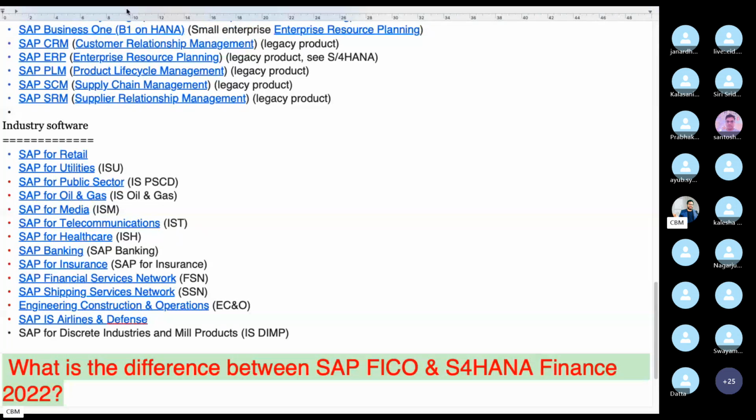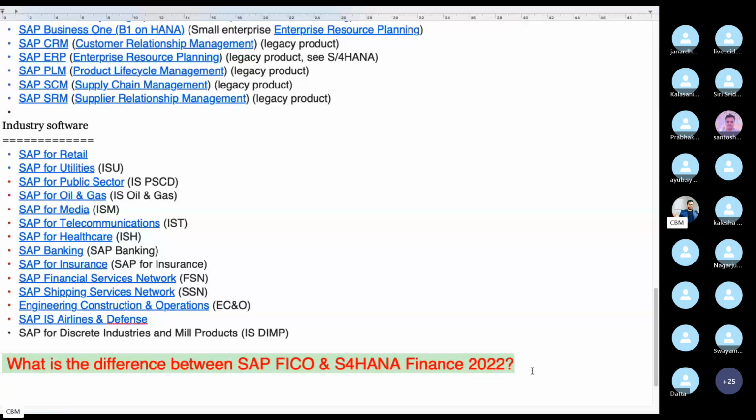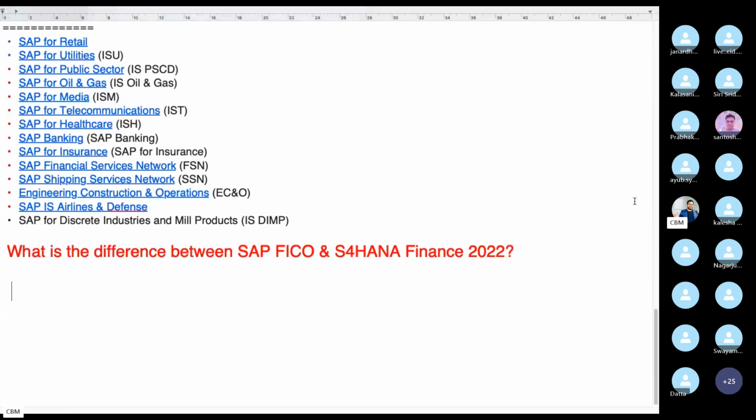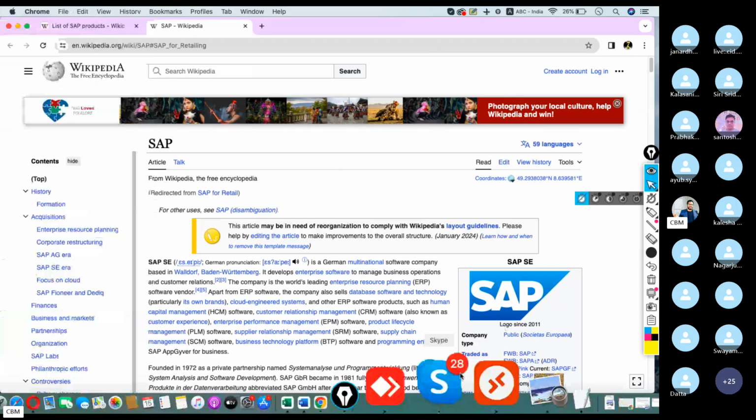You people have some confusion, right? Most of the people don't know what the difference is between FICO and S/4 HANA Finance. In ECC we can say SAP FICO. Just give me a moment, guys.